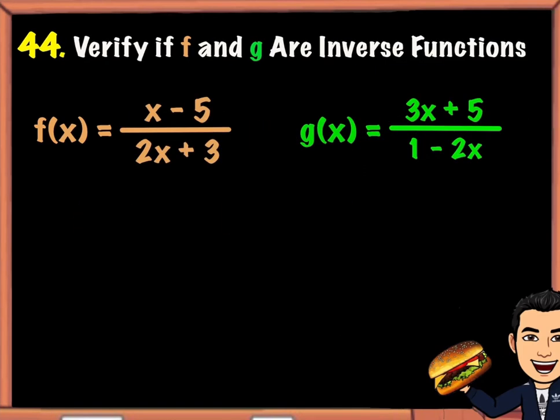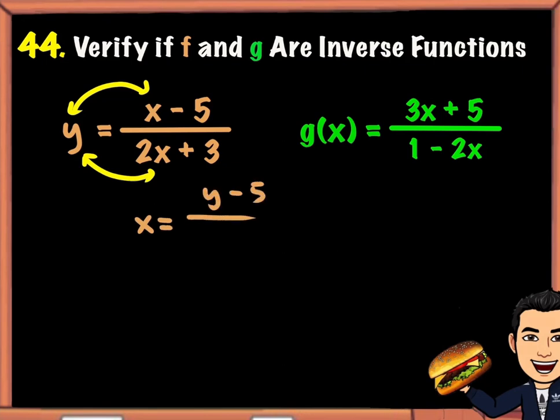For number 44, I'm going to use a different way to verify they are inverse functions. So I'm going to erase the f of x and write y. The inverse function of f, you can find by swapping the positions of x and y. So I'm going to rewrite it as x equals y minus 5 over 2y plus 3.